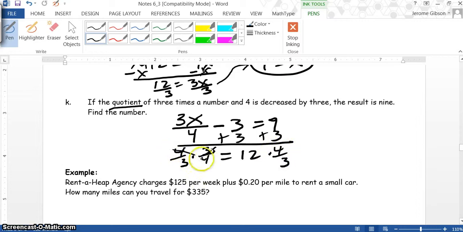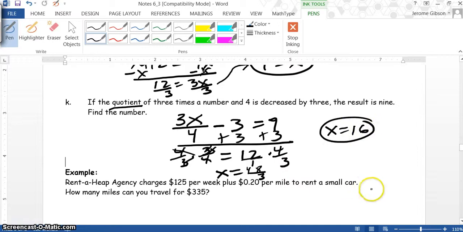Now these will simplify out, and this will leave you x. 12 times, we'll put this 12 over 1. 12 times 4 is 48. And 1 times 3 is 3. 48 divided by 3 is 16. So that is our final answer.